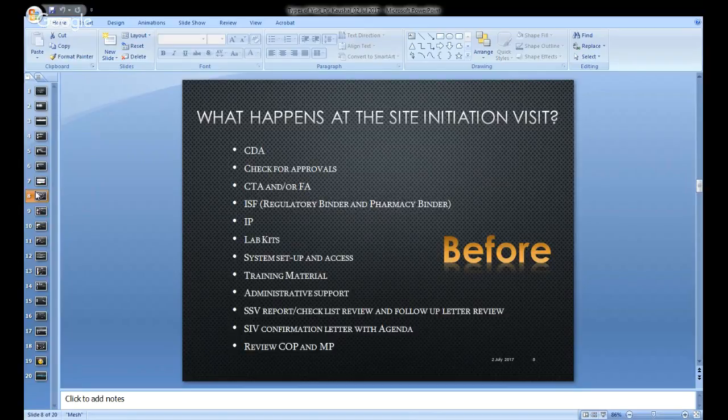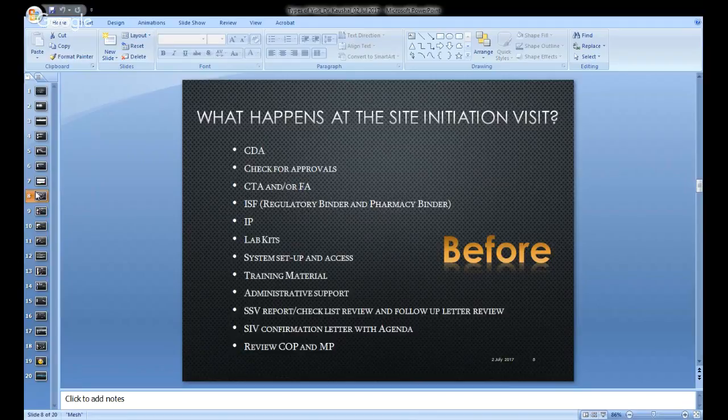Going ahead, CTA and or FA. CTA, Clinical Trial Agreement. Your clinical trial agreement is a document which is signed between the parties, which can be an investigator or an institution with the sponsor or CRO. So it can be bipartite, it can be tripartite, depending from site to site, country to country, and sponsor to sponsor. So ensure that all the parties who are involved under the CTA have signed.